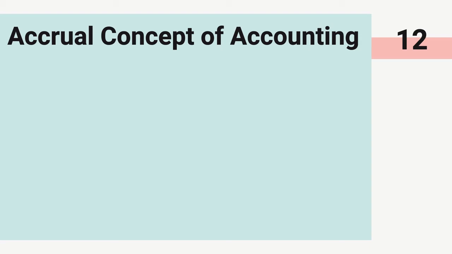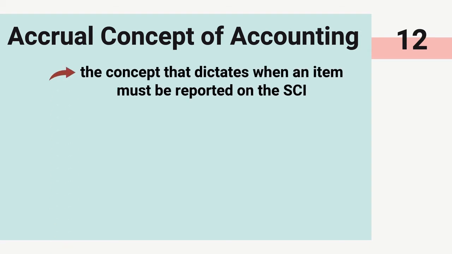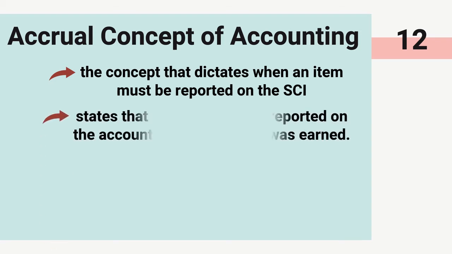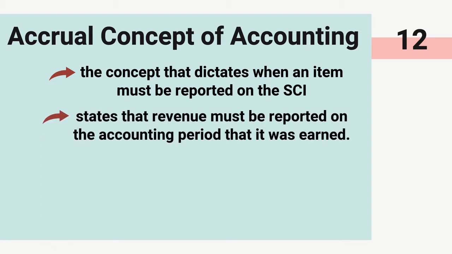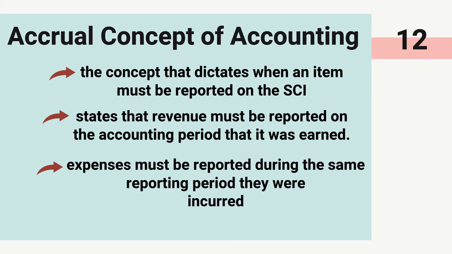Accrual is one of the fundamental concepts of financial accounting. Specifically, this is the concept that dictates when an item must be reported on the SCI. Accrual states that revenue must be reported on the accounting period that it was earned. Similarly, expenses must be reported during the same reporting period they were incurred.